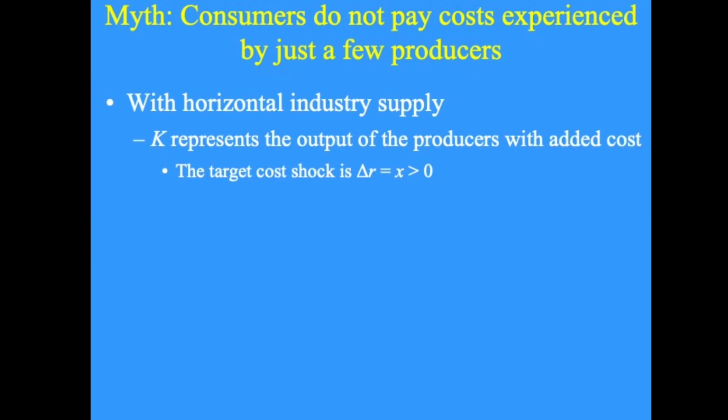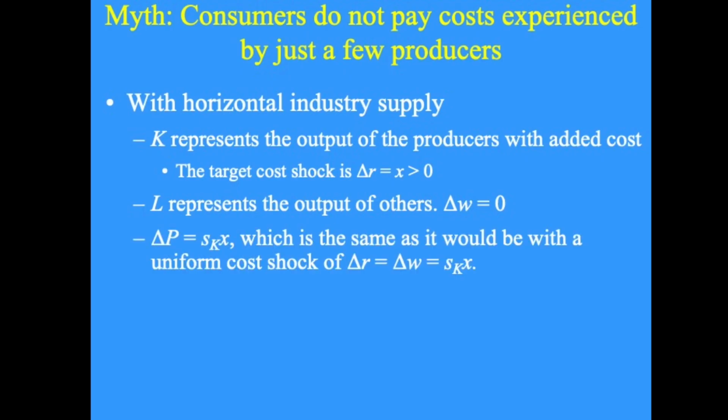Let's first examine the setup from Chapter 14, which has a horizontal supply curve. Let K represent the output of the producers experiencing the cost increase. Let L represent the output of the other producers. K and L are imperfect substitutes from the consumer perspective, with their preferences represented by the quantity index F of L and K. The targeted cost shock is delta R equals X, to be compared with a uniform cost shock that spreads X over all producers, so that delta R equals X times S_K equals delta W. Either way, delta P equals X times S_K.